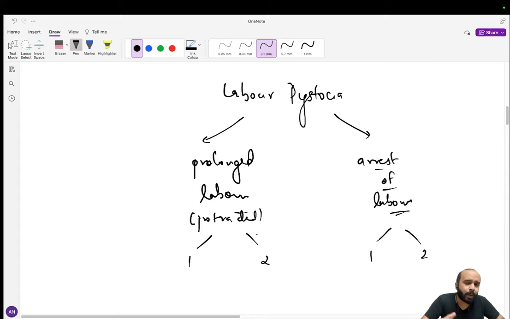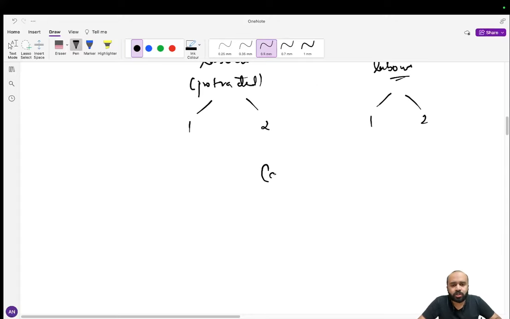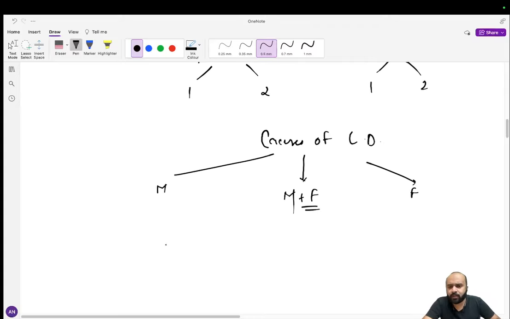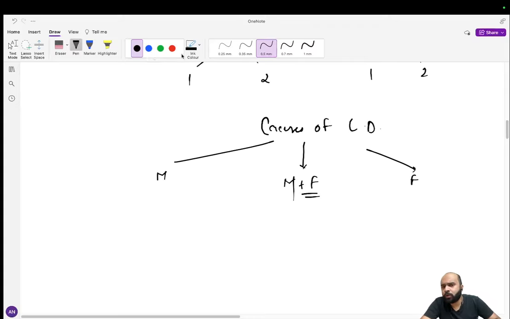But why should this happen in the first place? So the causes of labor dystocia can be maternal, fetal, and most importantly, maternal plus fetal. So when I talk about the maternal factors, before talking about it, I have to tell you a bit of anatomy.